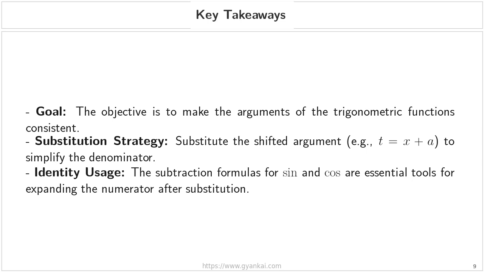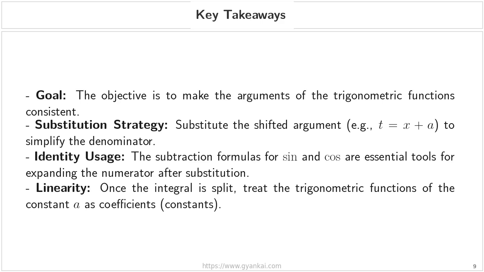Moving on, identity usage. The subtraction formulas for sine and cosine are essential tools for expanding the numerator after substitution. Once we've made the substitution, we often end up with a numerator that still contains a difference of trigonometric functions. That's where our trigonometric identities come in. Specifically, the sine of a difference, sine of a minus b, and the cosine of a difference, cosine of a minus b, are crucial for breaking down that numerator into terms we can integrate. Remember those formulas. Sine of a minus b is sine a cosine b minus cosine a sine b, and cosine of a minus b is cosine a cosine b plus sine a sine b.